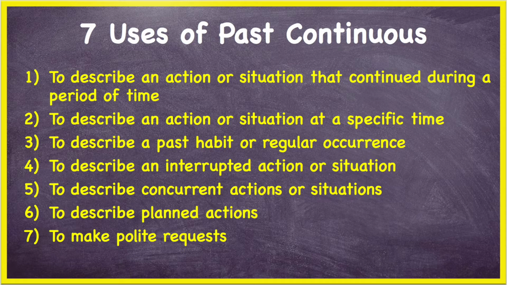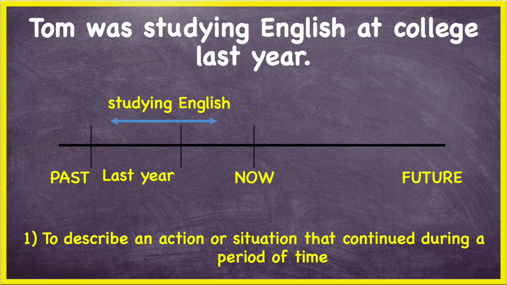All right, so what are the 7 uses of the past continuous? And they were all in that little story, by the way. And we're going to go through all of these one by one. So the first use of the past continuous is to describe an action or situation that continued during a period of time. So here the period of time is last year, right? And the sentence is, Tom was studying English at college last year.